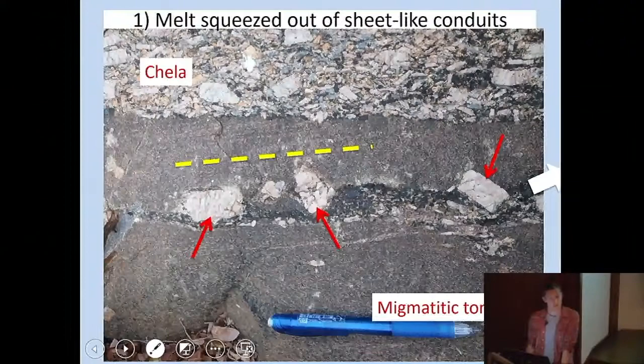So these fabrics run north-south like this, so you could pull out the layering from the screen right now. The melt has probably gone up or down relative to those fabrics. So it's been drained out of the system.